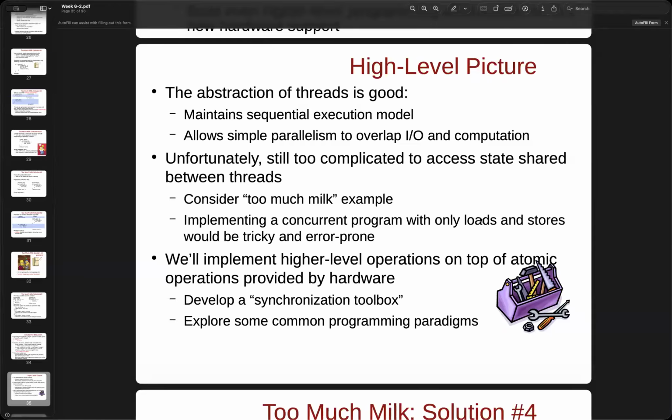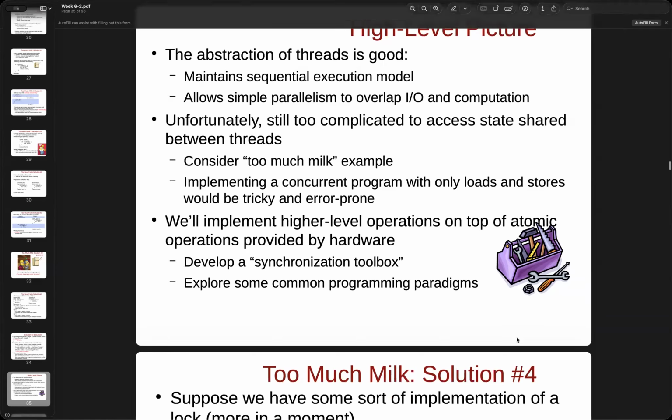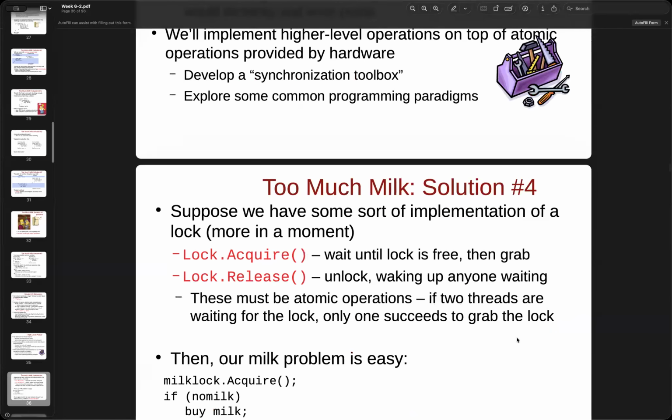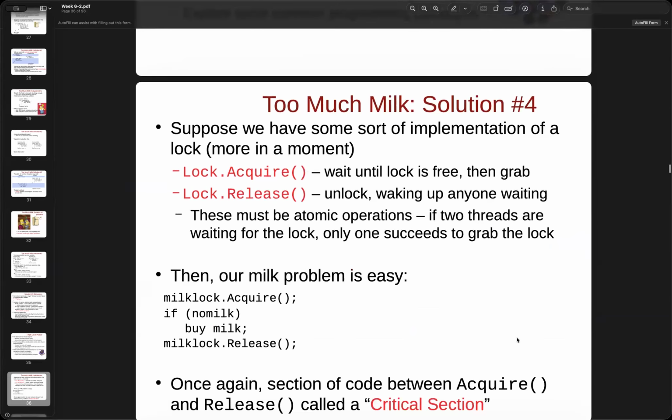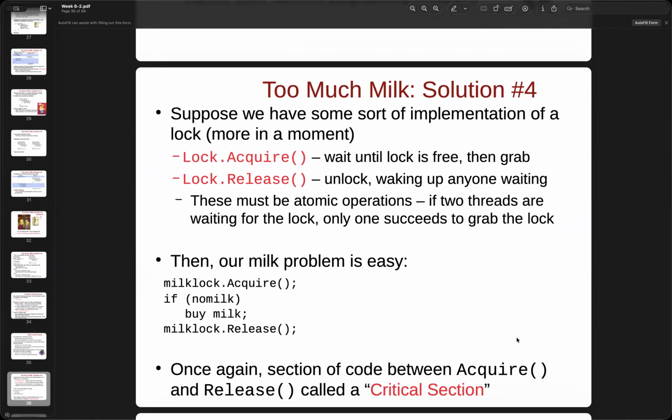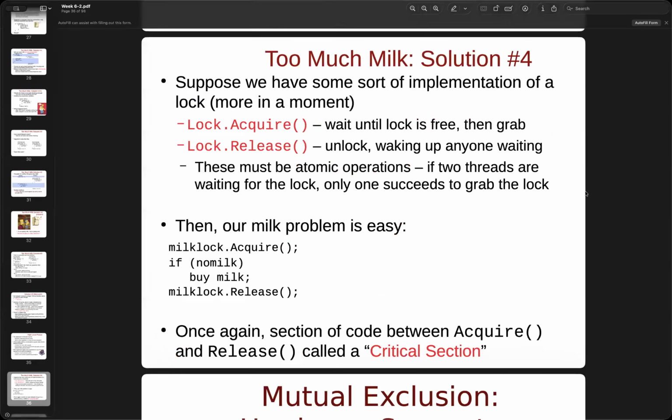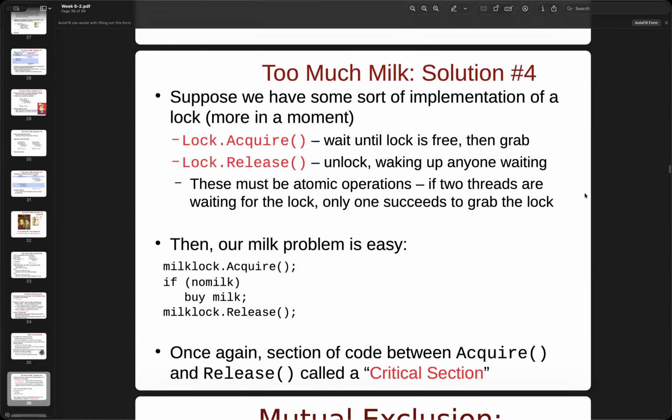So we will implement high level operations on top of atomic operations provided by the hardware. Maybe we call it the synchronization toolbox, and we can explore more common programming patterns this way. I think later you'll see more examples. So we have the former solution. And this is kind of the last part we're going to cover.